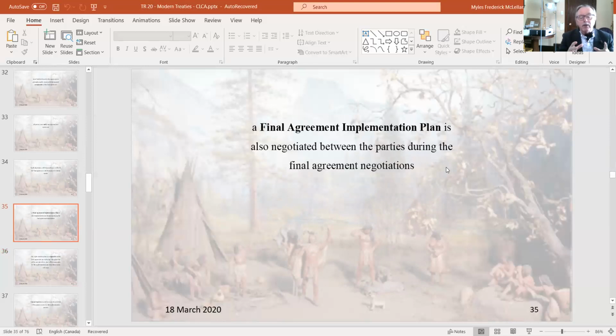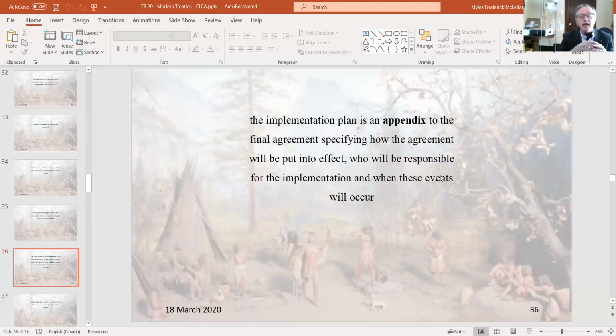After the agreement is put in place, and the statute's in place, a final agreement implementation plan is also negotiated by the parties. This is obviously part of the overall negotiations. It is in fact attached as an appendix to the final agreement. And so again, this is a roadmap as to how the agreement is to be put in place after it's actually been negotiated and finalized. Most particularly, it sets out who will be responsible for the implementation of the various terms of what in fact is a contract.